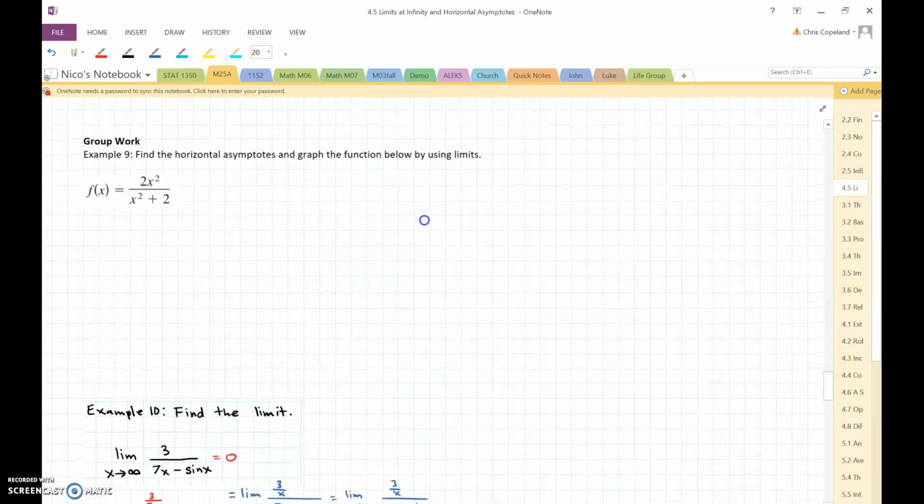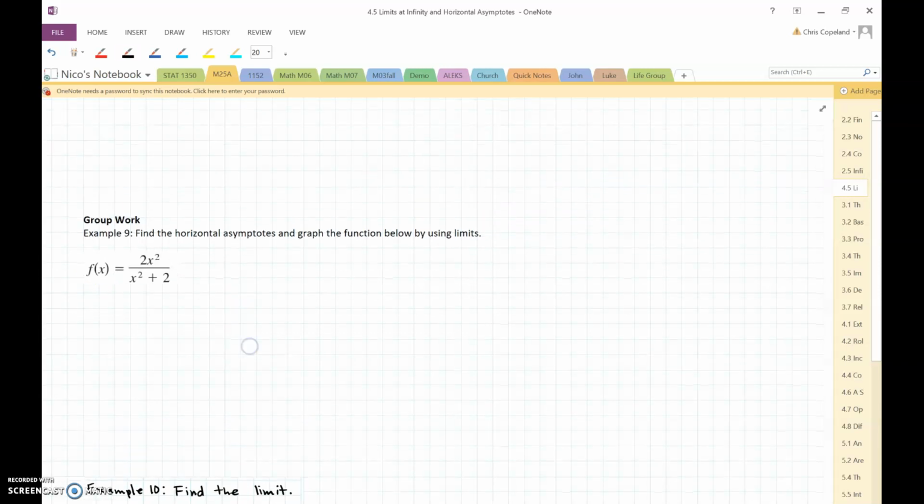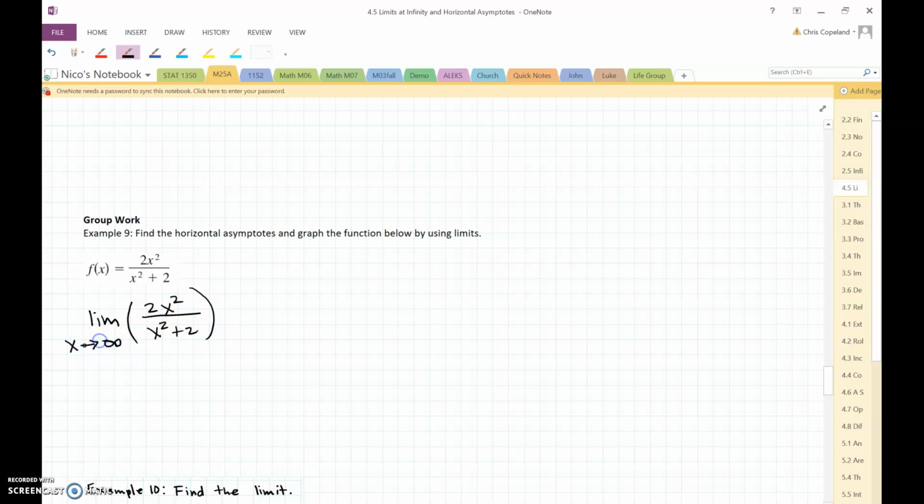Let's look at example 9. Find the horizontal asymptotes and graph the function below by using limits. Okay, so we can figure out what the horizontal asymptotes are by taking the limit of the function and letting x approach infinity. Also, we take the limit of the function as x is approaching negative infinity.